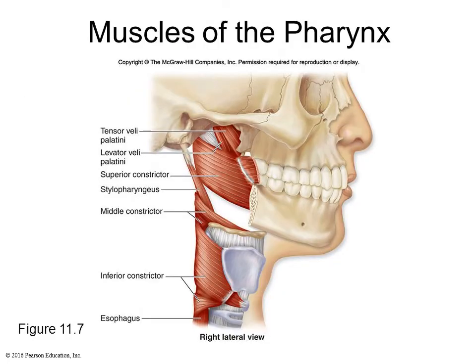Here are the constrictors labeled for you on the side, and what the constrictors will do is they'll basically push the food downwards so it glides through your esophagus. All right, so for swallowing, we have our styloid, we have our thyroid, and we have our pharyngeal constrictors.